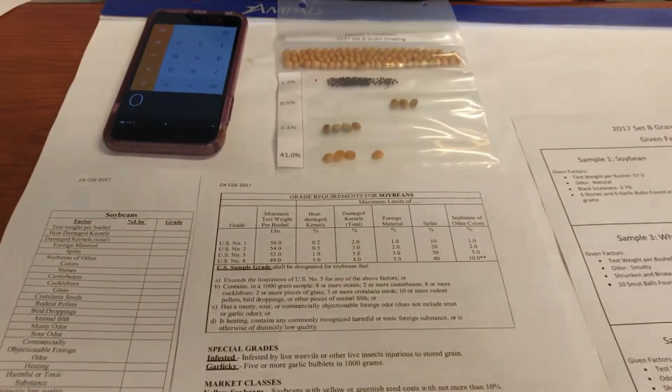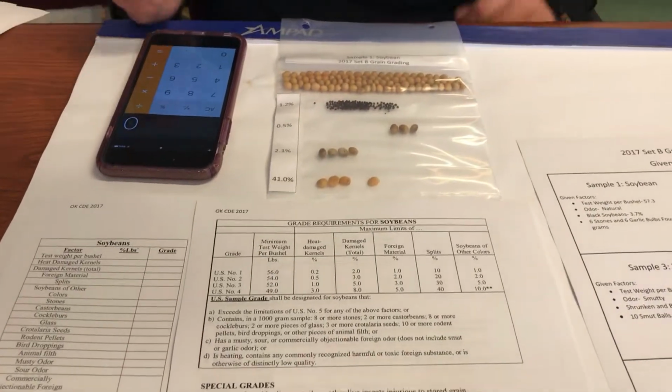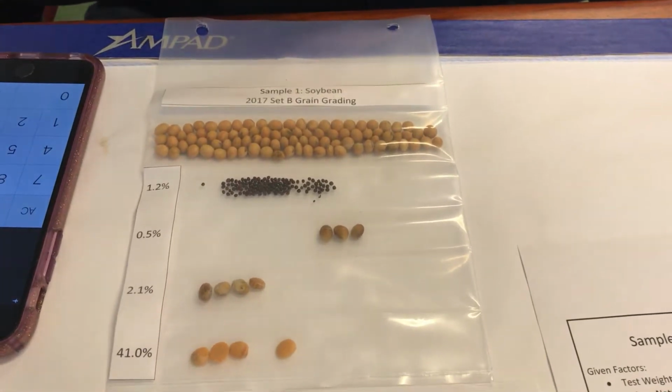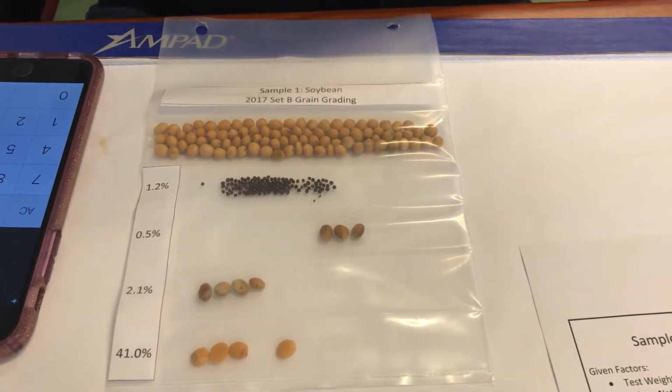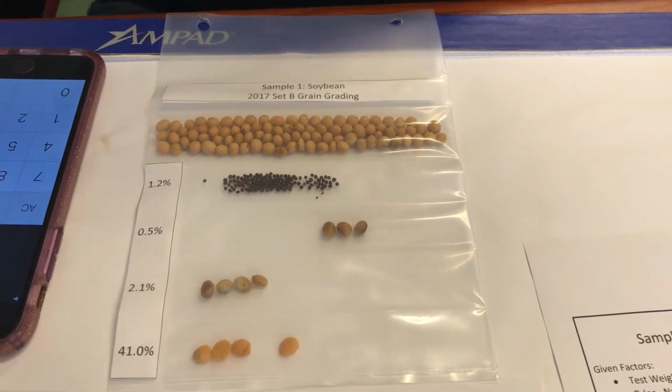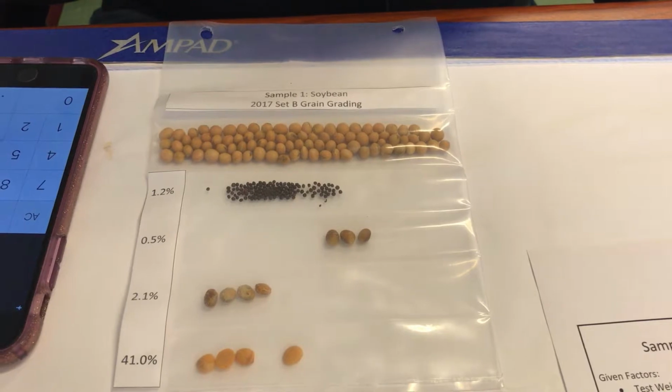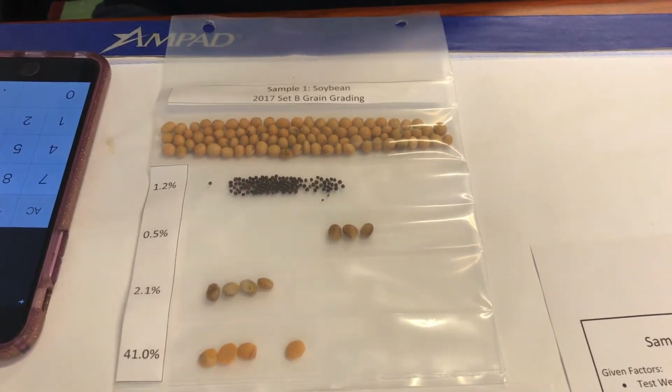Today I'm going to show you how to do some of the grain grading with our new style of grain grading sheets. We're going to start with our 2017 Set B of our grain grading. This is a soybean sample. I'm going to go over the different pages that we use, that you also use in contest, and how to read them properly and how to correctly go through each sample.